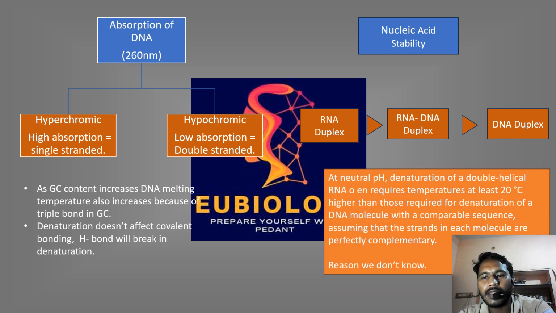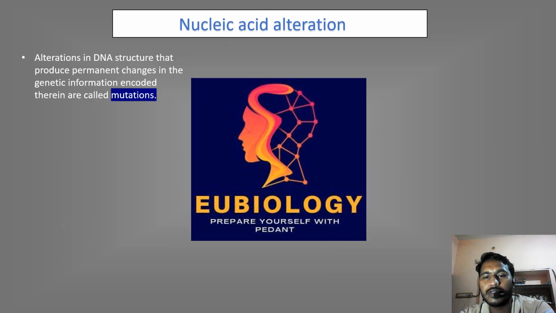So at neutral pH, the denaturation of the double helical RNA requires a temperature at least 20 degrees higher than the denaturation required for the DNA. So nucleic acid alteration we are going to see.